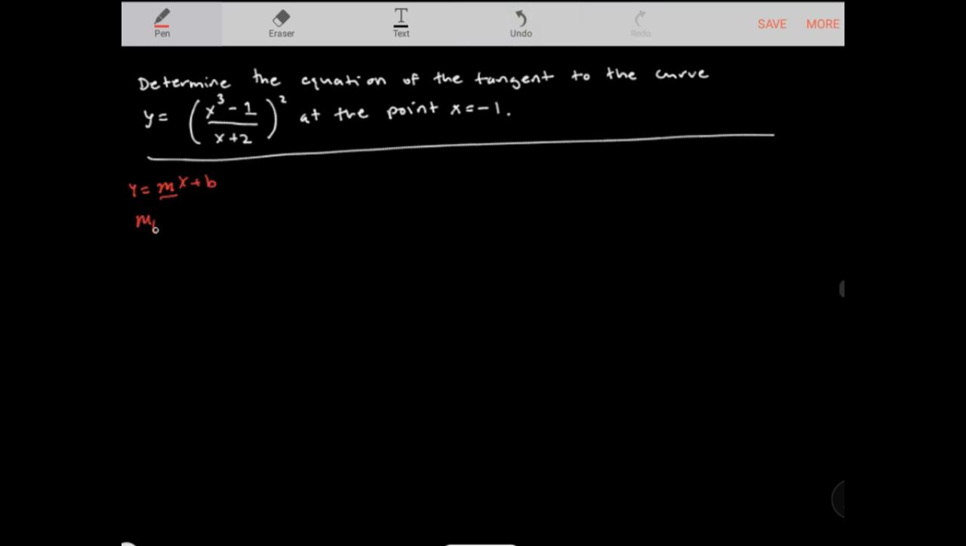So let's start with the slope of the tangent, which is basically the first derivative of our function, the rate of change of y with respect to x. Now in this case we need to utilize the chain rule. So we do the derivative of the outside, 2 times (x cubed minus 1 over x plus 2) to the power 1, but then we have to do the derivative of the inside. The derivative of the inside is a quotient of two functions, x cubed minus 1 divided by x plus 2, so we have to employ the quotient rule. I'm going to do the quotient rule out here separately.